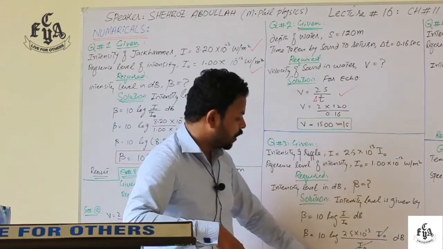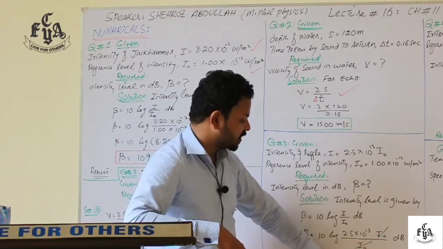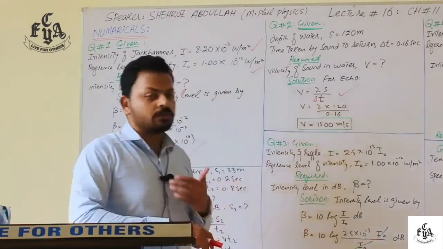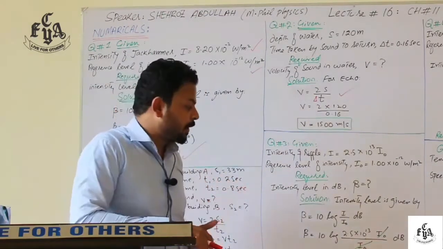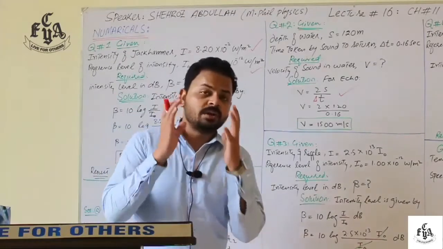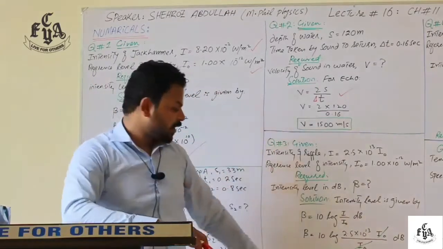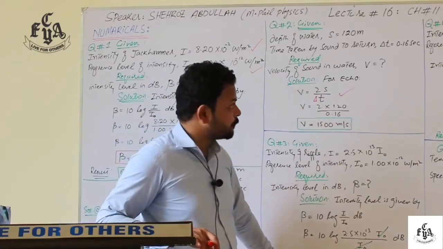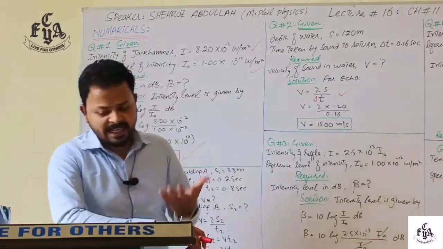So beta is equal to 10 log 2.5 into 10 to the power 13. 10 will be as it is. Use a calculator and find the value of log of 2.5 into 10 to the power 13. When you get the result, multiply it with 10, and you are going to get 134. So the result is 134 decibels.